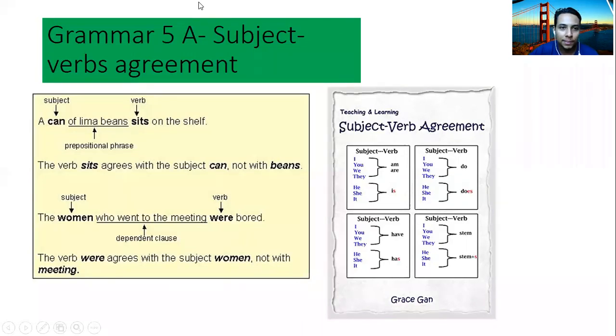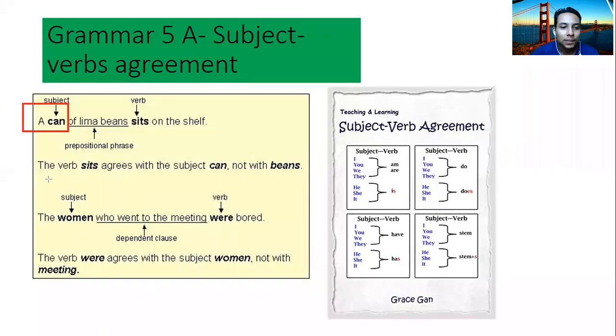Let's go. For example, number 1 here. A can of lima beans sits on the shelf. What is he talking about? Teacher, he is talking about a can. Remember can? A can of Coca-Cola. You know, a can of Coca-Cola, you open.